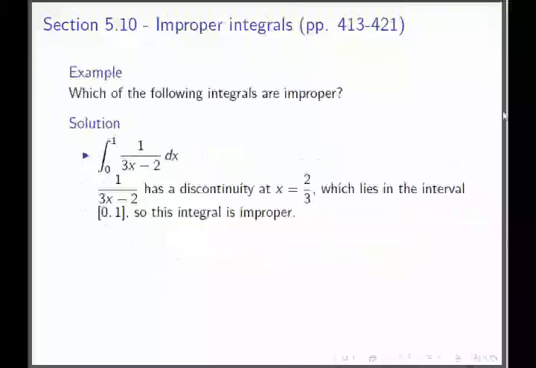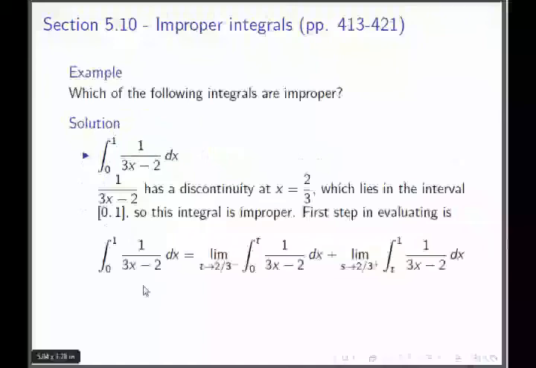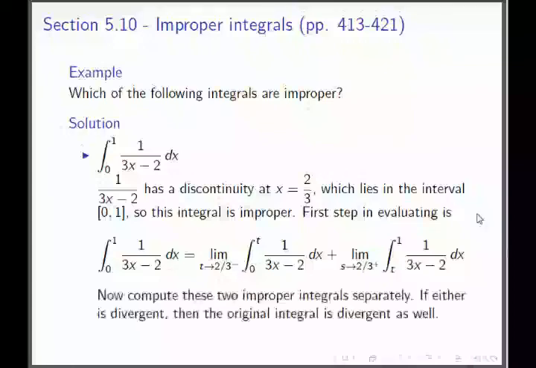So the first step in evaluating this would be to break up the integral from 0 up to that discontinuity, 2/3, and then from that discontinuity, 2/3, up to 1. And now you can compute these two improper integrals separately, and if either of them is divergent, then the original integral is divergent. Or if these are both finite numbers, then this whole expression will be a finite number. In fact, this one turns out to be divergent, which you can check for yourself if you like.